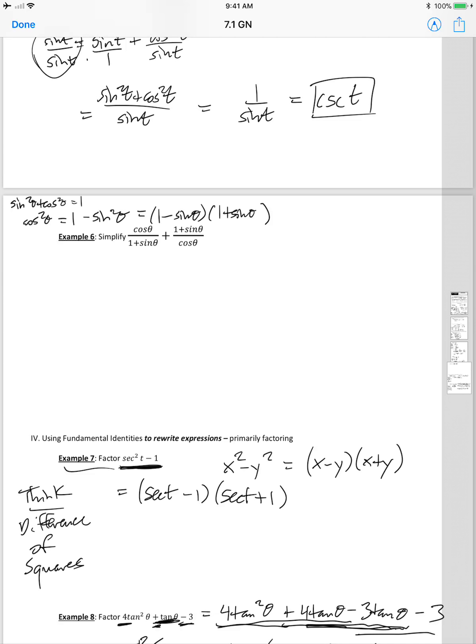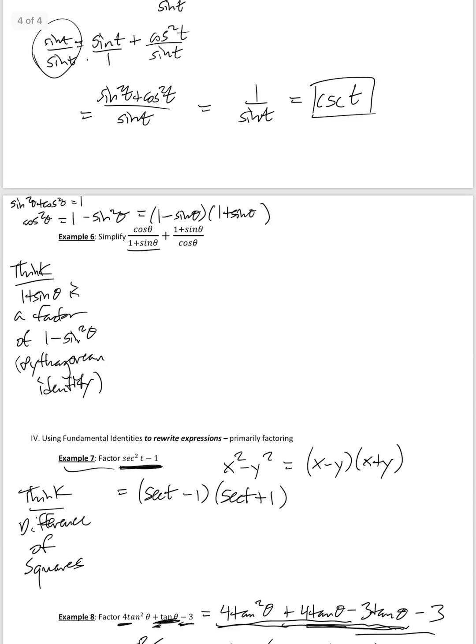So for example 6, I see this denominator here, 1 plus sine theta, and what I am thinking is that 1 plus sine theta is a factor of 1 minus sine squared theta, the Pythagorean identity. We like the Pythagorean identities a lot when we're doing this because they often allow us to simplify very nicely. 1 minus sine squared is cosine squared. Sine squared plus cosine squared is 1. Things will cancel out really nicely.